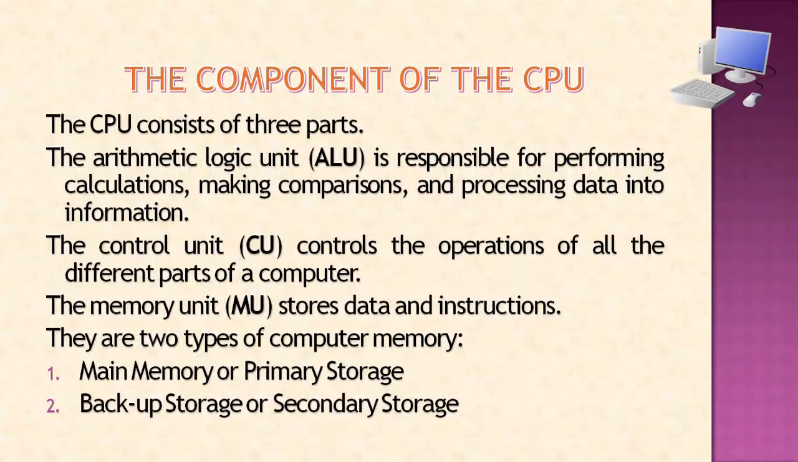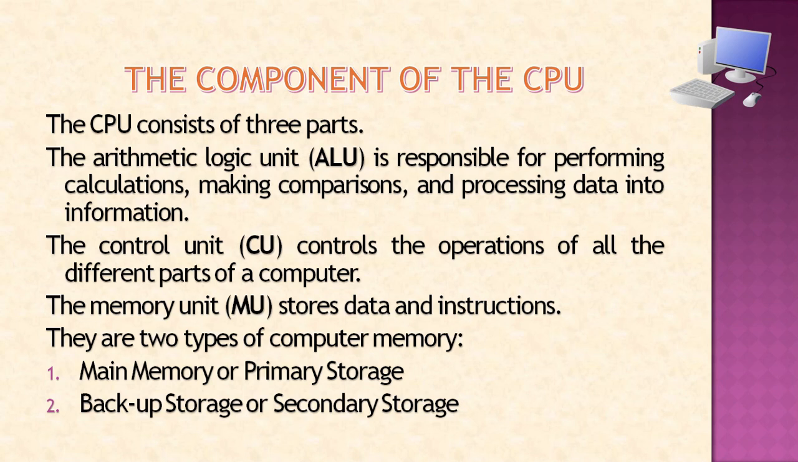The components of the CPU. Basically, CPU consists of three parts: ALU, CU, and MU. First is the arithmetic logic unit, that is responsible for performing calculations, comparisons, and processing data into information. Second, control unit, that controls the operation of all the different parts of the computer. Third is memory unit, that stores data and instructions.